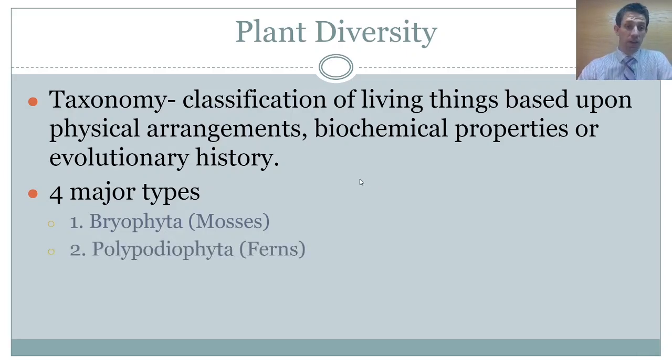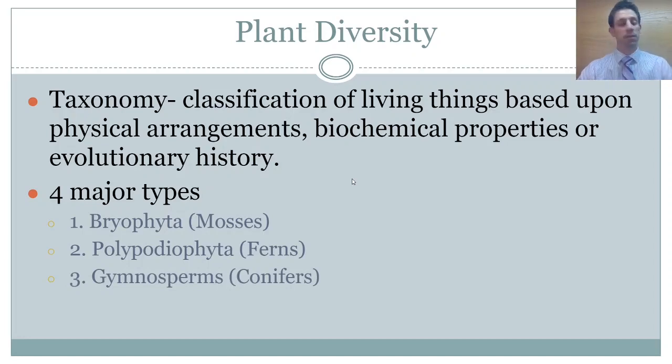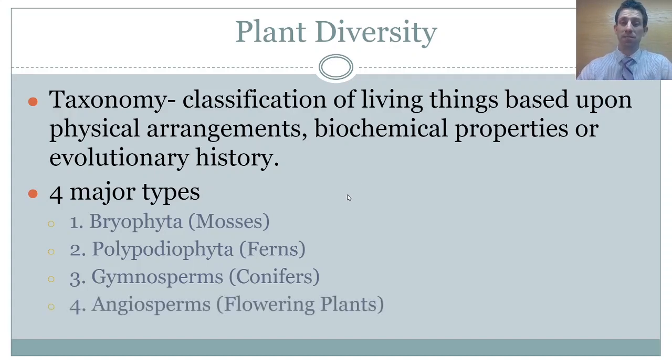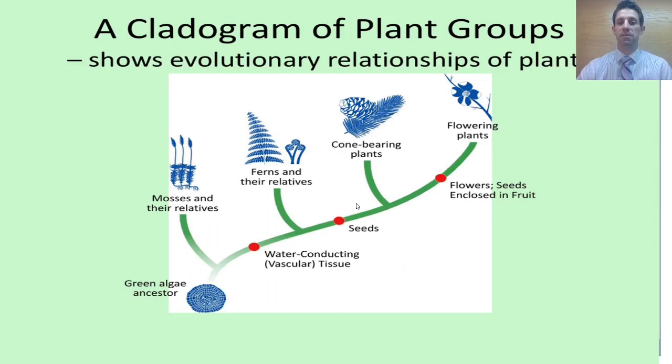Then there are ferns or Polypodiophyta. We'll call them ferns because that's just easier. A little bit more complex. They have some additional features that moss doesn't, but still not a very complex type of plant. Gymnosperms or conifers, or as many people refer to them, evergreens, are a bit more complex, and they use some advanced ways of reproducing with cones. And then finally, our most complex, most varied, and by far most populous variety of plants are angiosperms, or our flowering plants.